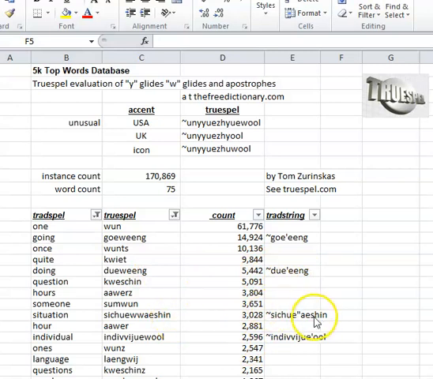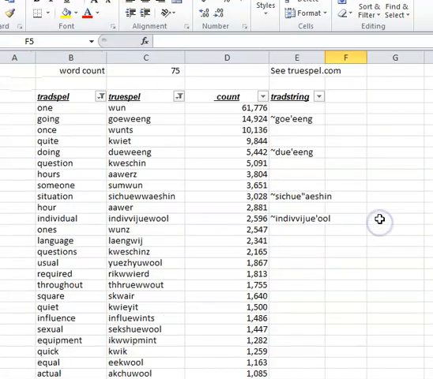Situation, situation. Notice there's a double apostrophe that takes the place of a double W, because the W begins a stressed vowel, a stressed syllable. And this one here, individual, it could be an apostrophe or a W there. And here there's only 75 of them, 75 words out of 5,000, 170,000 instances out of 15 million. Not very frequent. Here's a few more of them.